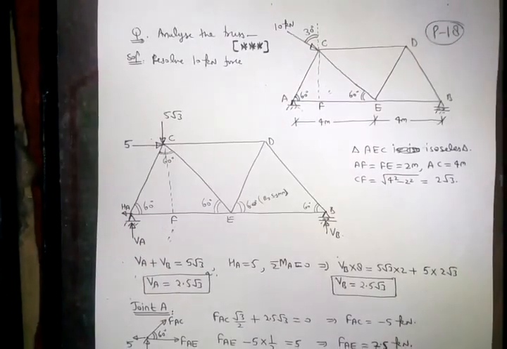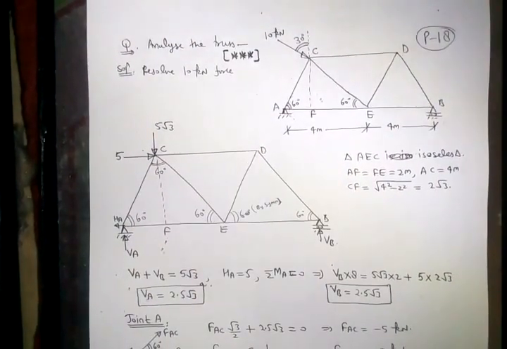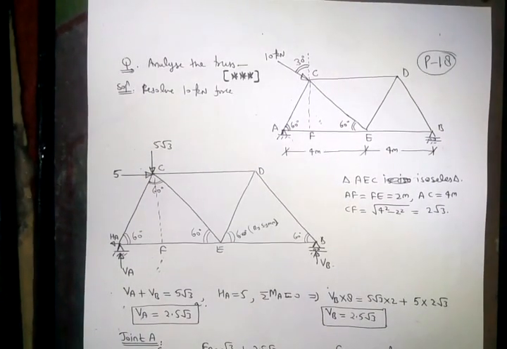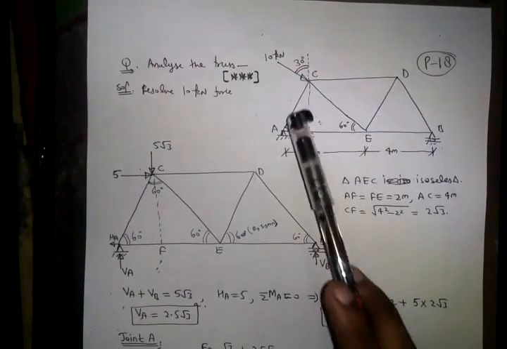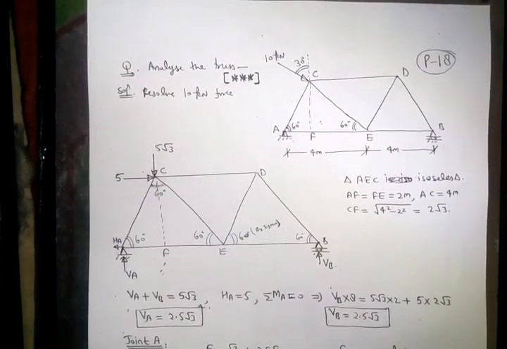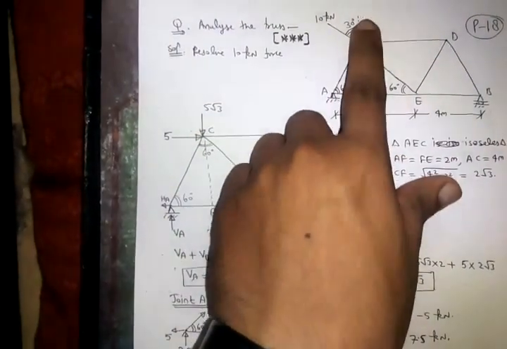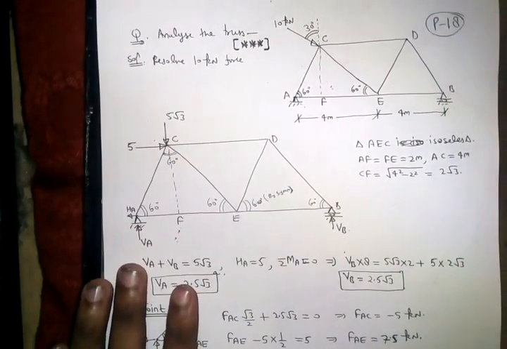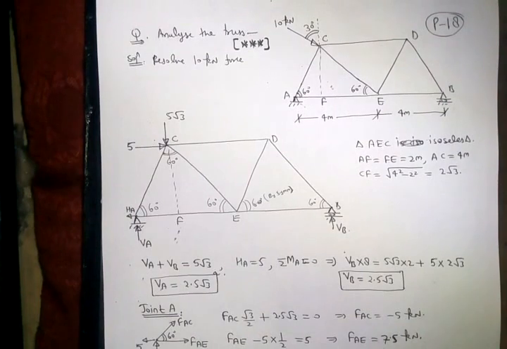This is page 18. Analyze the truss using method of joint or method of section. So we will analyze the truss using method of joint. See, method of joint. First of all, the force is inclined. Force is inclined. So we will resolve force in two direction. 10 cos 30, 10 sin 30. One will be 5 root 3, other will be 5. Right? One will be 5 root 3, other will be 5.